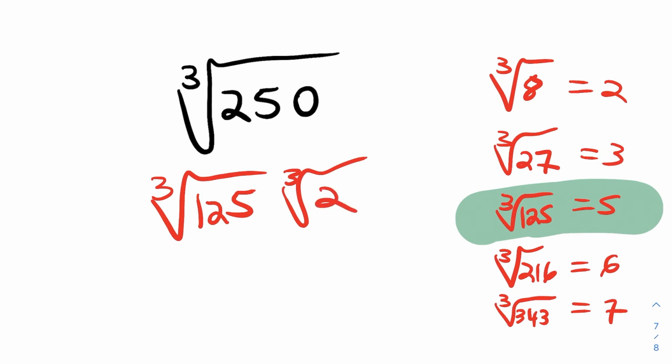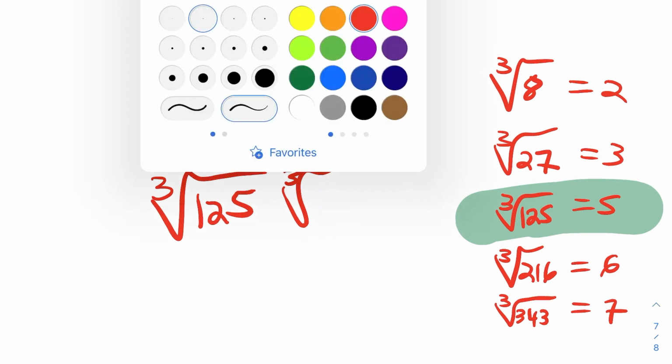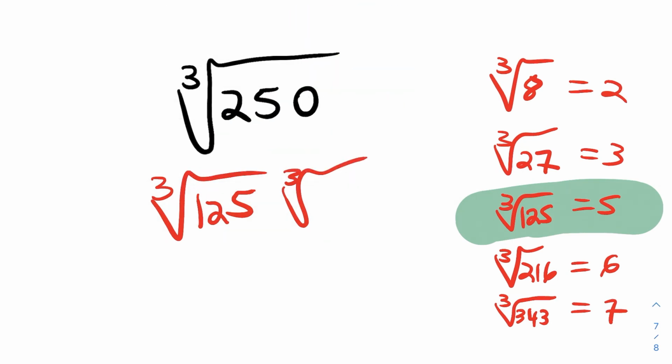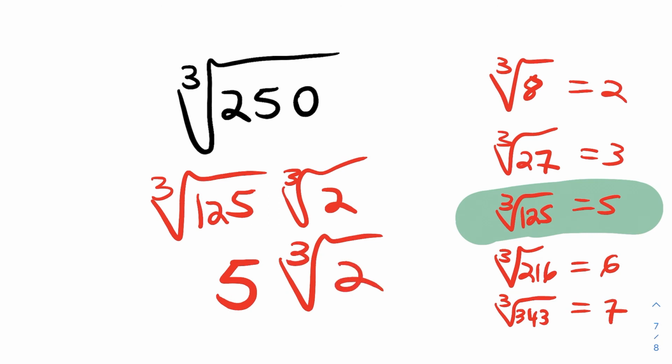And the more adept you become at this, the more you realize you're only looking for those factors right there when you're dealing with cube roots. So let's see, 125 times 2, we said, right? Cube root of 125 is a rational number 5, and the cube root of 2 is irrational. So there's the final answer.